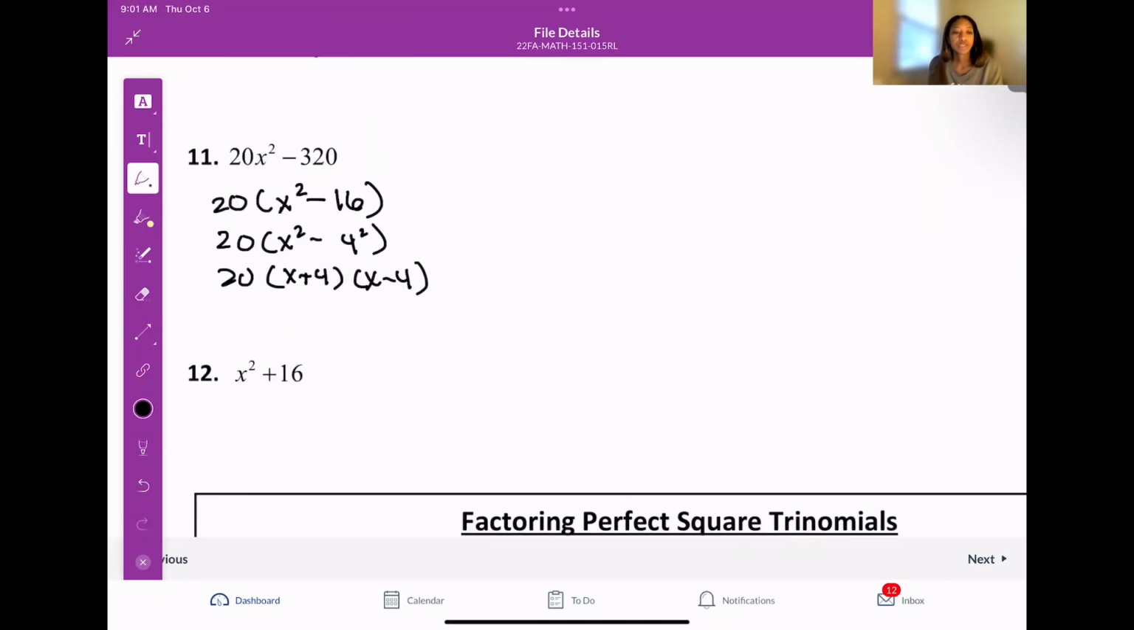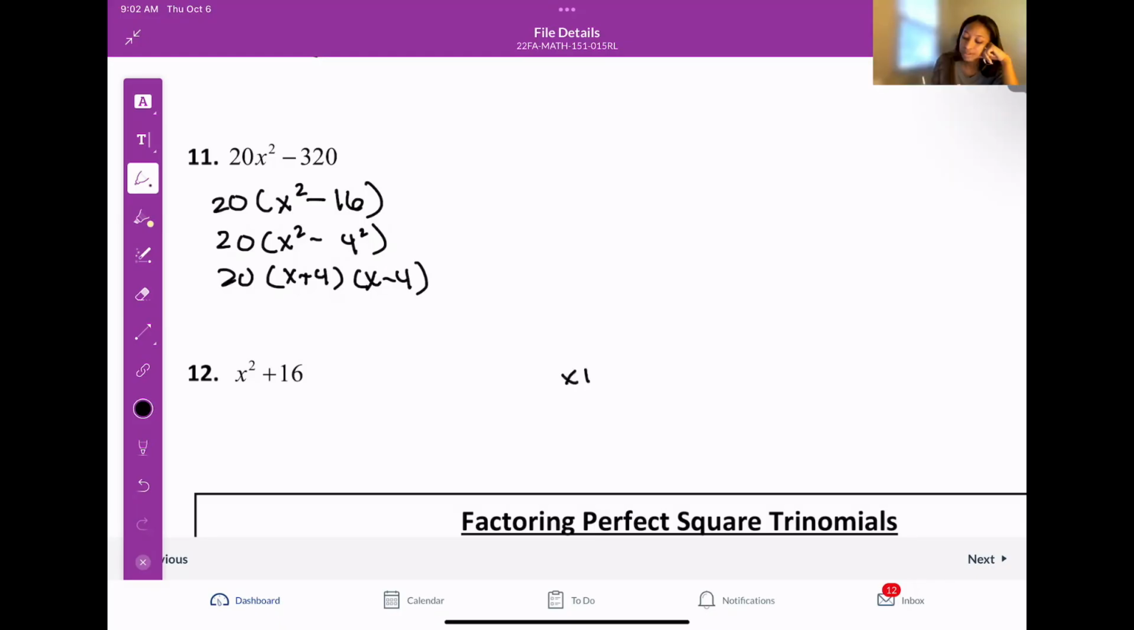For 12, we have x squared plus 16. Can anyone tell me how to factor this one? Go ahead, Nick. I saw your hand. Can't hear you. I'm gonna say x plus 4 and x plus 4. X plus 4 times x plus 4. X minus 4. X plus 4 times x minus 4. No, x plus 4 times x plus 4. So are we guessing or do we know which one? X plus 4 times x plus 4.